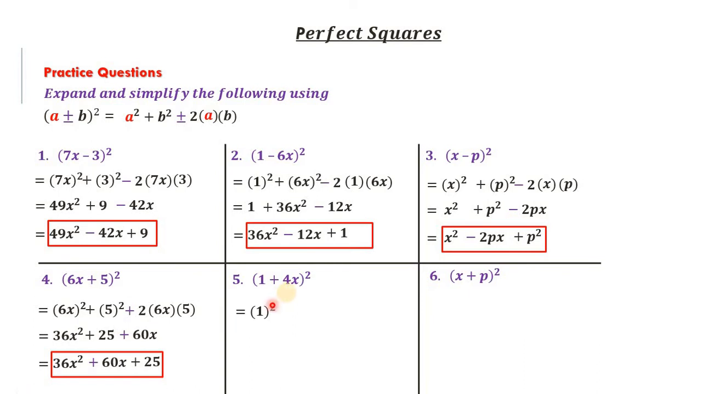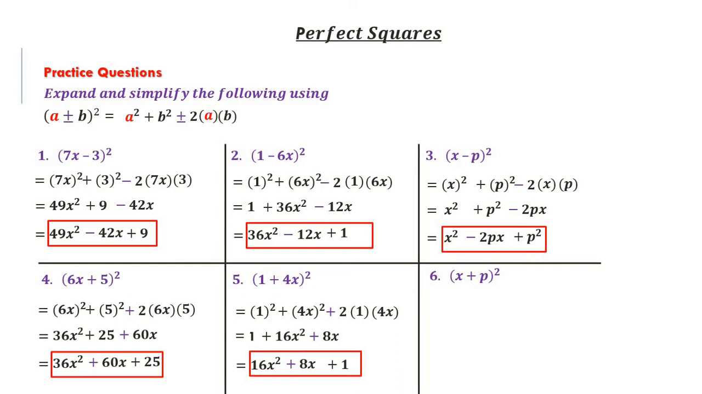Next, let's look at this one. We square the 1, add it to the square of 4x, plus, since we have a plus here, plus 2 times the first times the second term. Tidying this up, we'll get the solution there. So we're going to put it in the order again, the x squared term, the quadratic term, then the linear, then the constant.